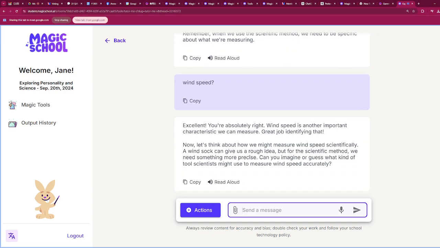Okay. Now let's think about how we might measure wind speed scientifically. A windsock can give us a rough idea, but for the scientific method, we need something more precise. Can you imagine and guess what kind of tool scientists might use to measure wind speed accurately? Wind speed, not sure.